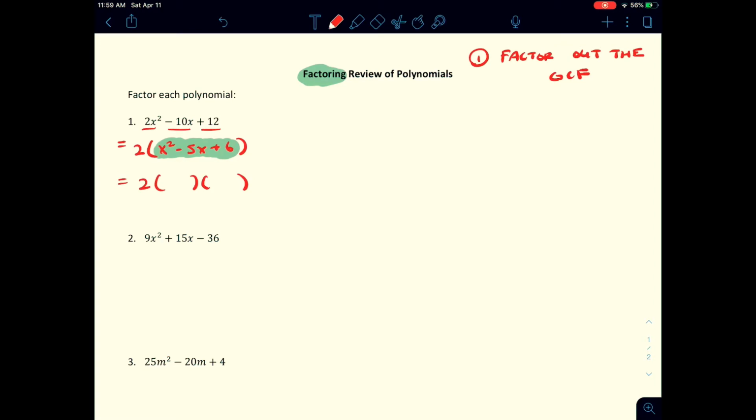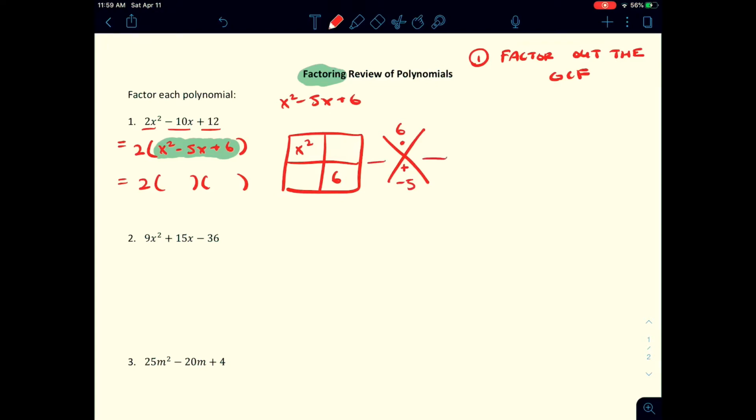And so what we're going to do is factor this trinomial using the X box method. I'm going to create a little box right here where the first box has the first term, the last box has the last term. And to figure out how to distribute the negative 5x, we're going to create the X. The product is 6. The sum is negative 5. We're going to ask ourselves what two numbers multiply to 6 and add up to negative 5. That would be negative 2 and negative 3.